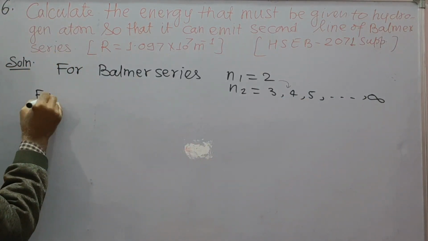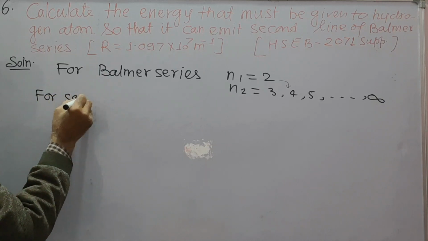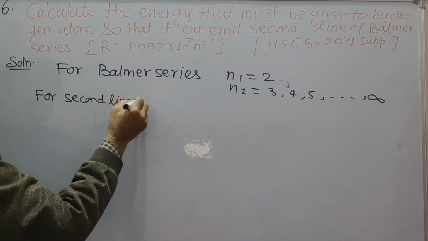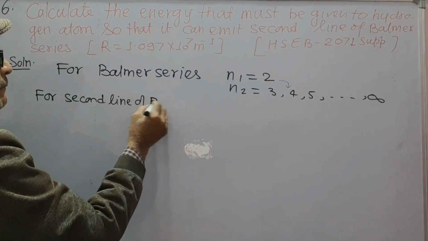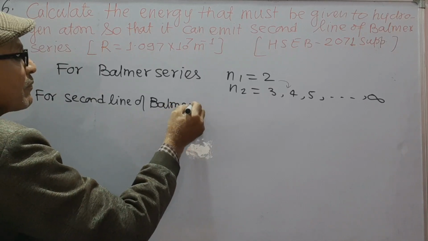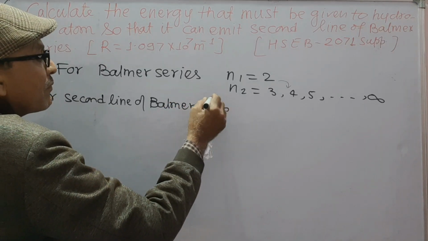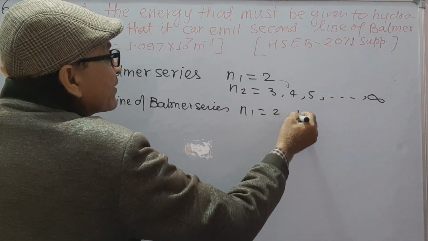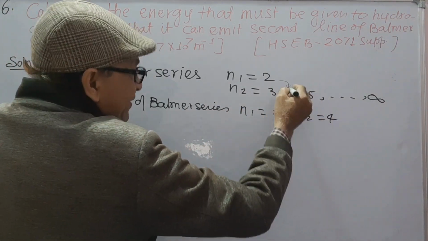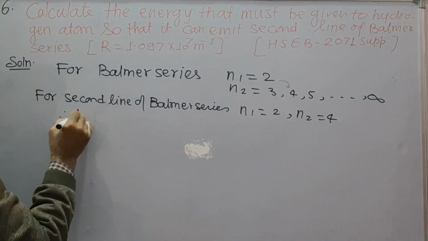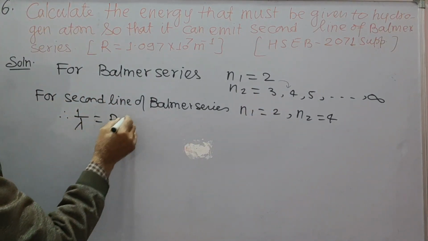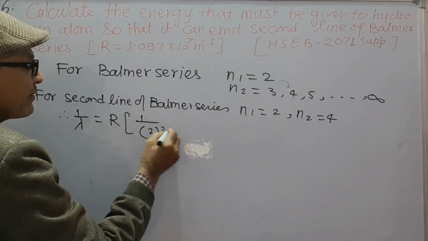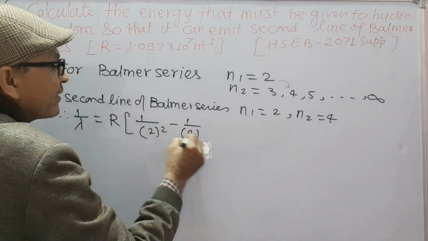Therefore, for second line of Balmer series, N1 is 2 and N2 is 4. This is second line. Therefore, 1 upon lambda will be equal to Rydberg constant times 1 upon N1 square, means 2 square, minus 1 upon 4 square.